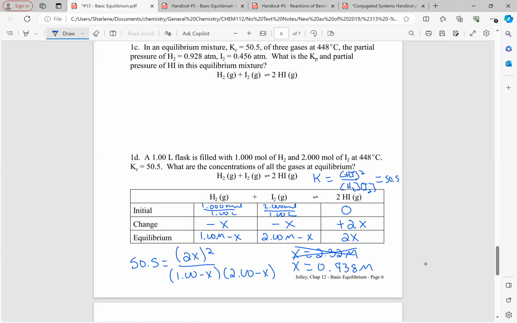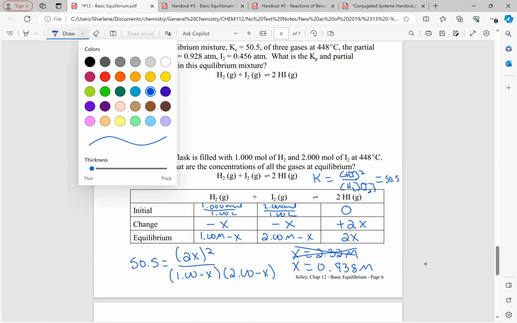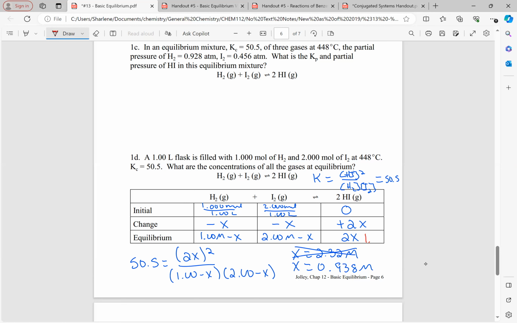Multiplied by 2 is 1.88. I'll change colors. All right, so this is 1.88 molar. 2 minus 0.938 should be 1.062, and I only get 2 after, so 1.06. And 1 minus 0.938, and I only get 2 after, so it should be 0.06. Woohoo!